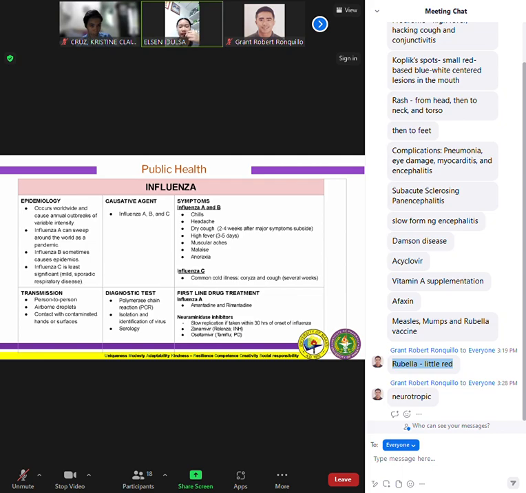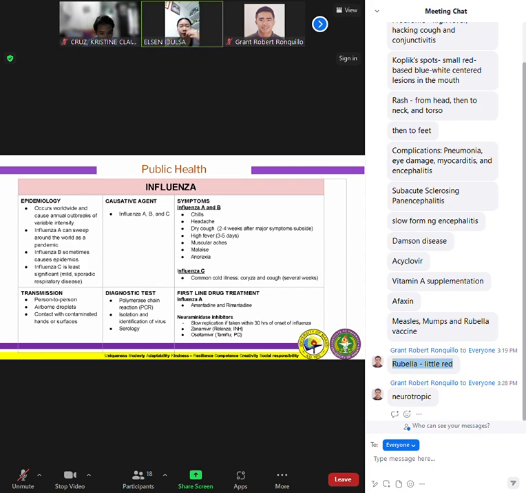And then causative agent, like I said, influenza A, B, C. And with the symptoms, it also varies on which strain. So for influenza A and B, the symptoms are as follows. First is chills, tapos headache, dry cough that occurs 2 to 4 weeks after major symptoms subside, high fever that lasts for 3 to 5 days, muscular aches, and then yung malaise, the general feeling of not being well, and then anorexia. And then for influenza C naman, common cold illness lang yung symptom niya, like coryza and cough.